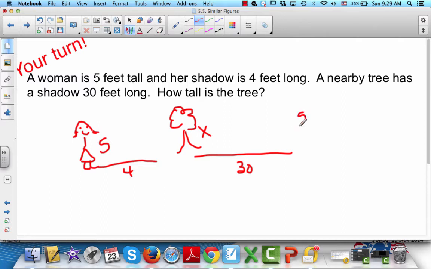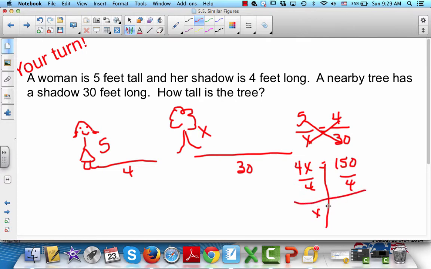So we've got 5, and there are different ways that you could have written this. But 5 corresponds to the X, and the 4 corresponds to the 30. In every circumstance that you wrote it, you should get 4x equals 150. So we divide by 4, and divide by 4, and that gives us x equals 37.5 feet. So the tree is 37.5 feet tall.